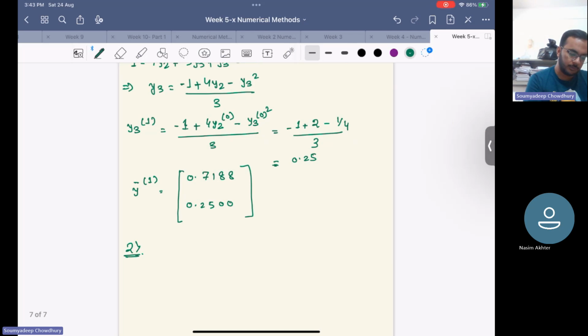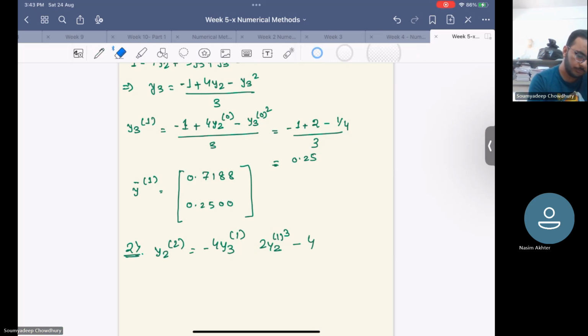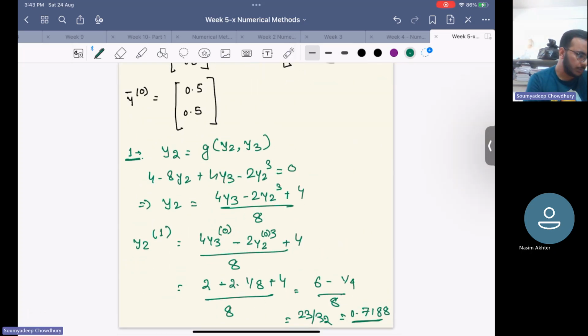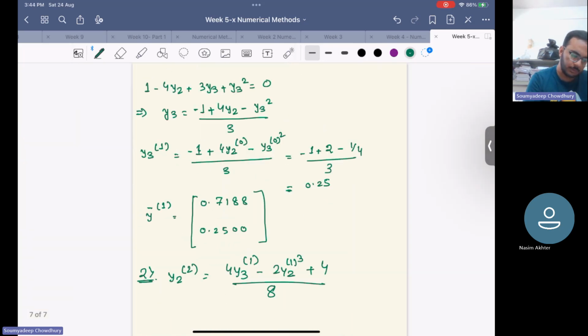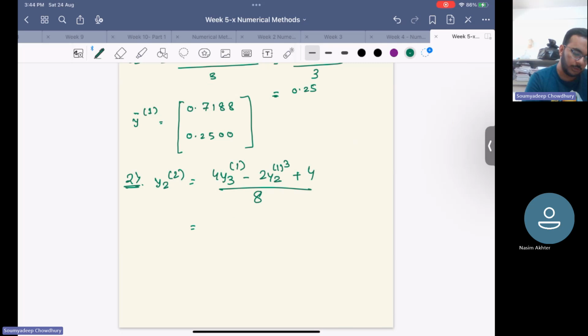So your y2 of 2, right? Now we have to find out y2 of 2. The equation is same. It is 4y3 of 1 minus 2y2 of 1 whole cube plus 4 by 8, is it correct? So if we substitute here, what is y3 of 1?